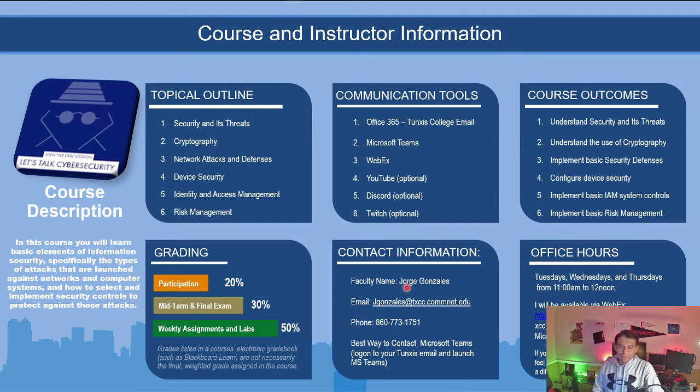My contact information is right here, my full name with an S at the end for Gonzalez, so make sure that you use that if you want to find me in the email system or Microsoft Teams. My phone number is right here, and the best way to contact me again is Microsoft Teams. If you want quick answers, Microsoft Teams is the best way to do it. I typically get back to you within 48 hours at the maximum. Most likely, if you send it to me via Microsoft Teams, it will be within a few hours.